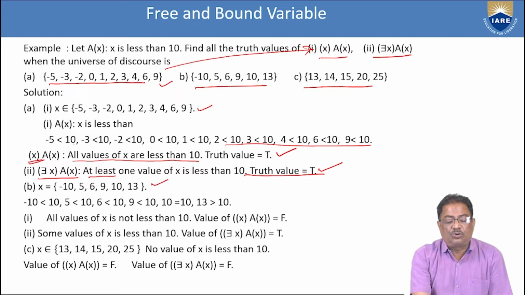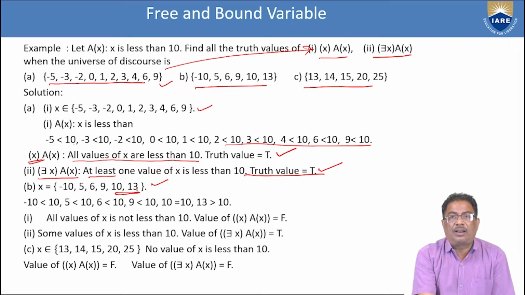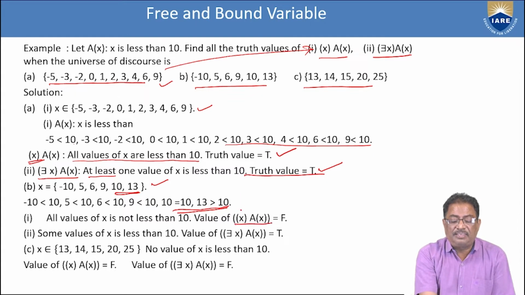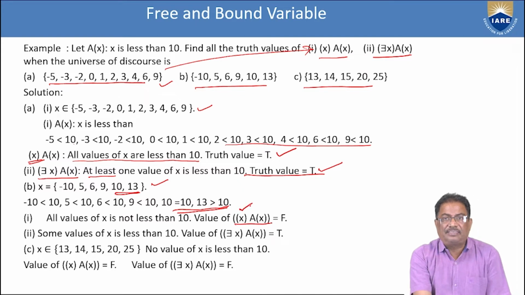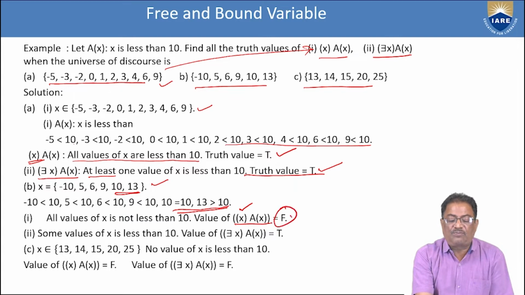See, once again, is A of x satisfied or not? So here, if I consider these two, they are not less than 10. That means for all x, A of x is not correct. For all x, A of x, that means each and every value of x in the universe of discourse will not satisfy A of x. So the truth value of this is false.